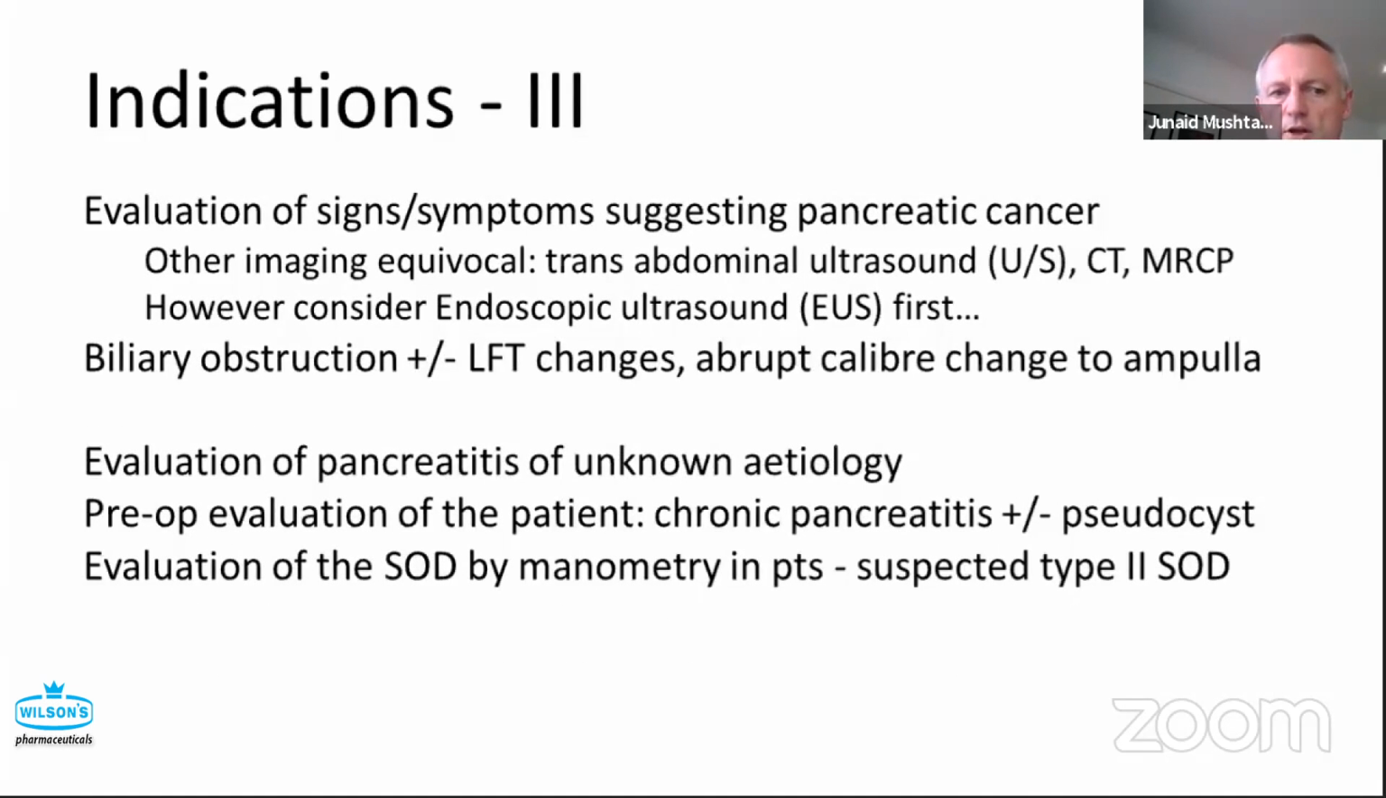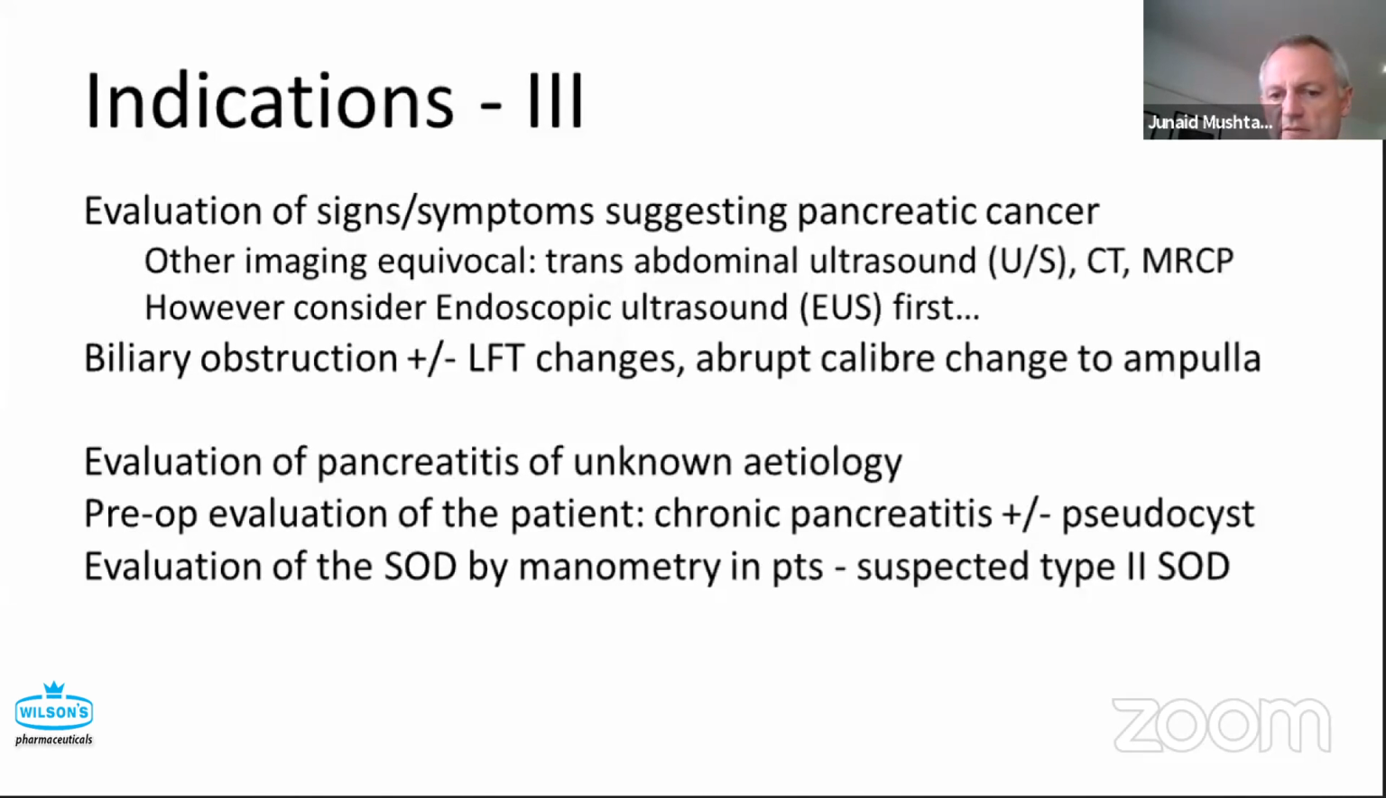So other causes, so evaluating signs and symptoms for pancreas cancer where the previous imaging like ultrasound, CT and MRCP have not been helpful. However, I would urge you to consider an endoscopic ultrasound first because often that can help in this setting. Another is biliary obstruction with or without liver function changes, but an abrupt caliber change at some point down towards the ampulla. And often in this context, we're talking about an ampullary tumor.